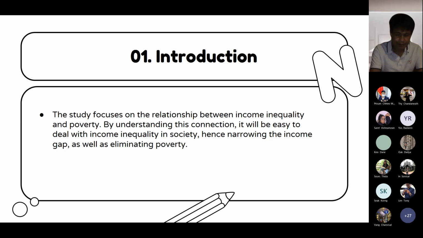The study focuses on the relationship between income inequality and poverty. There are various ways of measuring income inequality, but in this paper, the Gini ratio is employed as the index to evaluate income inequality. By understanding this measurement, it will be easier to deal with income inequality in society, hence narrowing the income gap as well as eliminating poverty. Next slide, please.